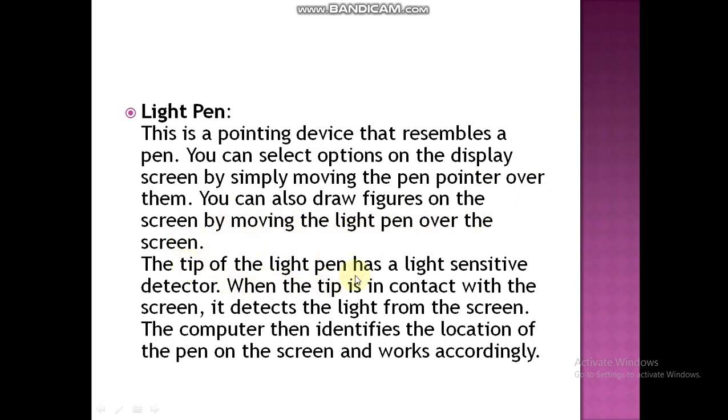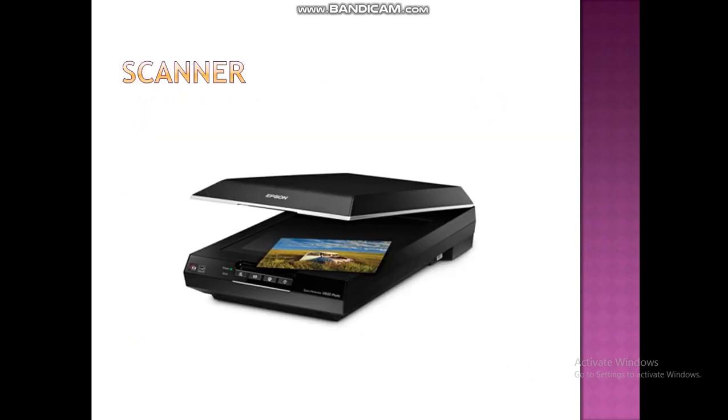The tip of the light pen has a light sensitive detector. When the tip is in contact with the screen, it detects the light from the screen. The computer then identifies the location of the pen on the screen and works accordingly. So this is just an example of what a light pen is and a short description. This is scanner. What is a scanner?